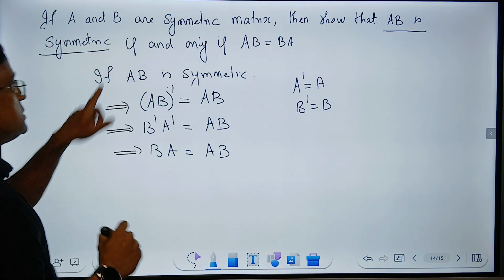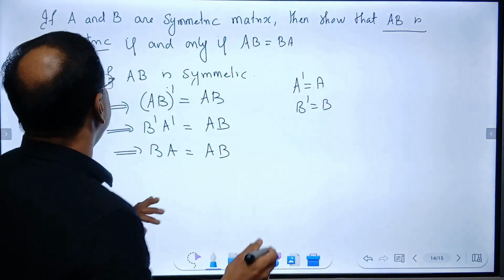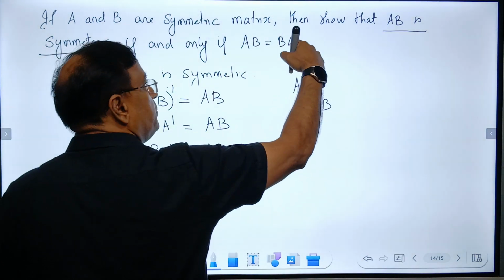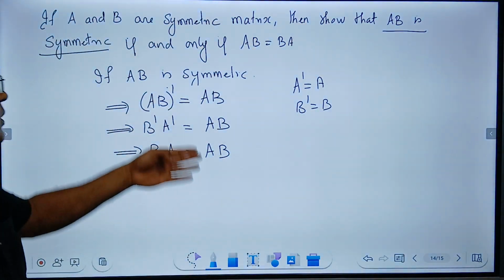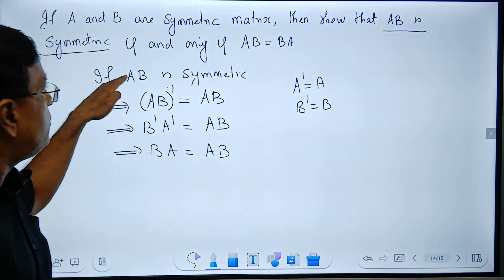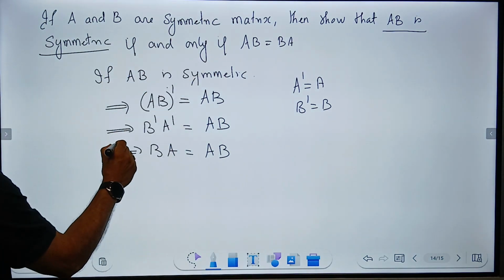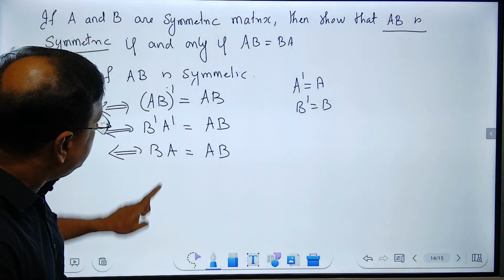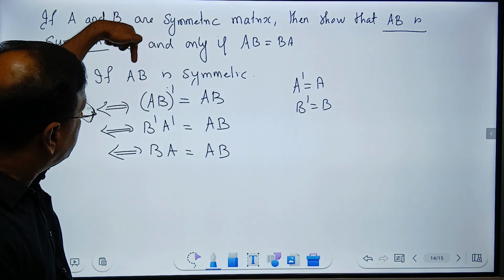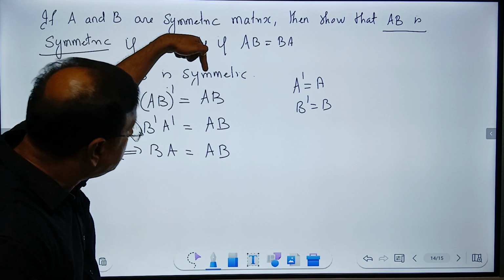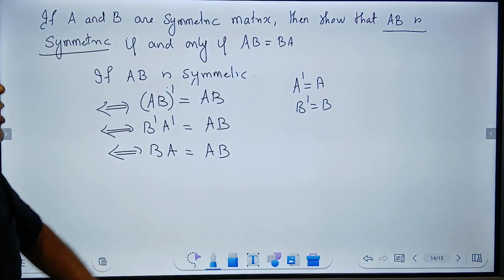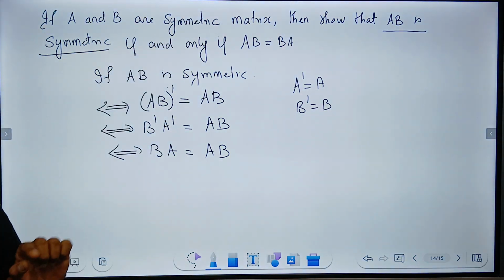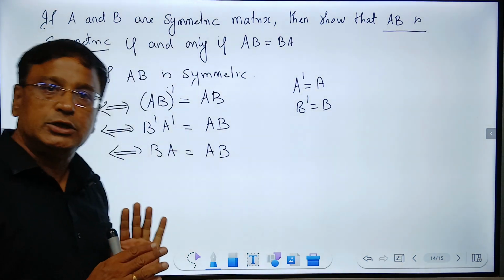This is if and only if. If and only if means if AB is symmetric, I have to prove AB equal to BA. The other way also should be true. If AB equal to BA, I have to prove AB is symmetric. So all that you need to do is put an arrow mark in the opposite direction. So both ways it works. Either you can assume that AB is symmetric and prove AB equal to BA, or you can take AB equal to BA and prove that AB is symmetric. In either way, I think it should work.